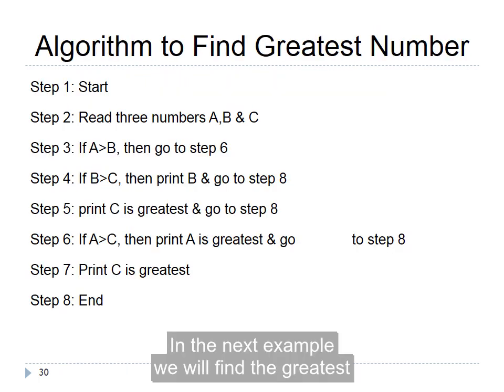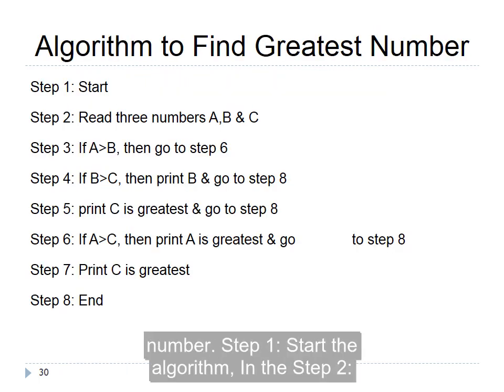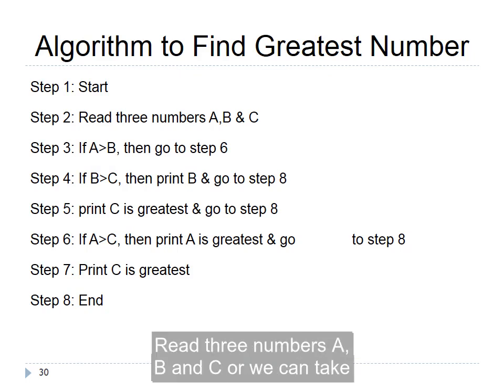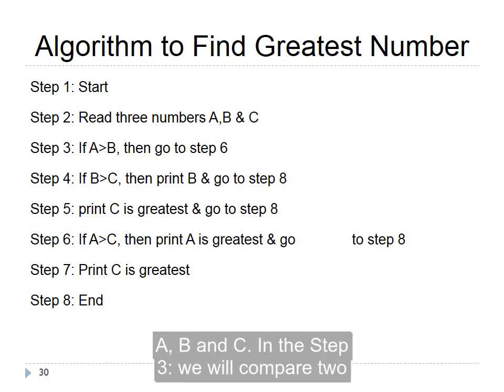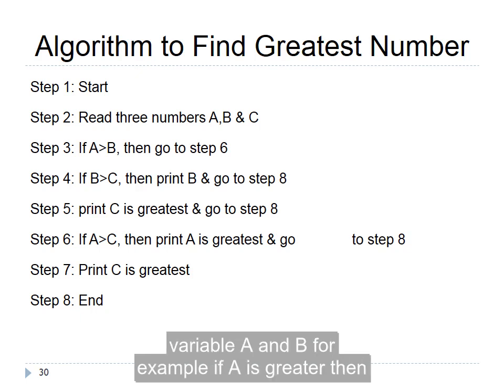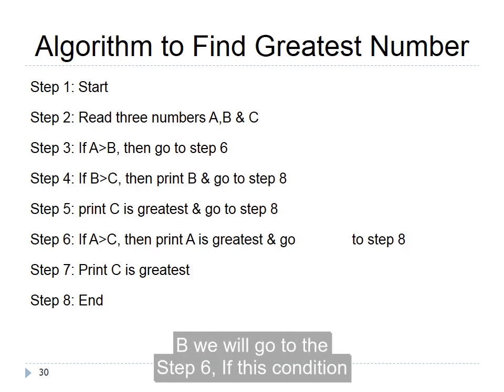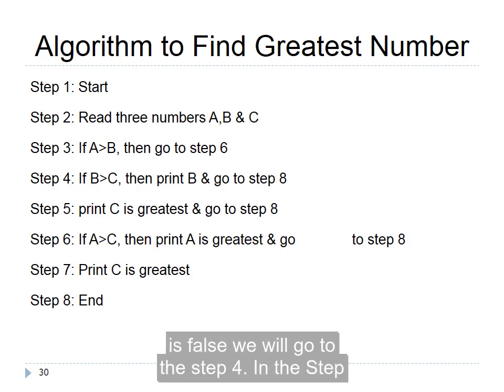In the next example, we will find the greatest number. Step 1. Start the algorithm. In step 2, read three numbers A, B, and C, or we can take values from the user and store them in the variables A, B, and C. In step 3, we will compare two variables A and B. For example, if A is greater than B, then we will go to step 6. If this condition is false, we will go to step 4.